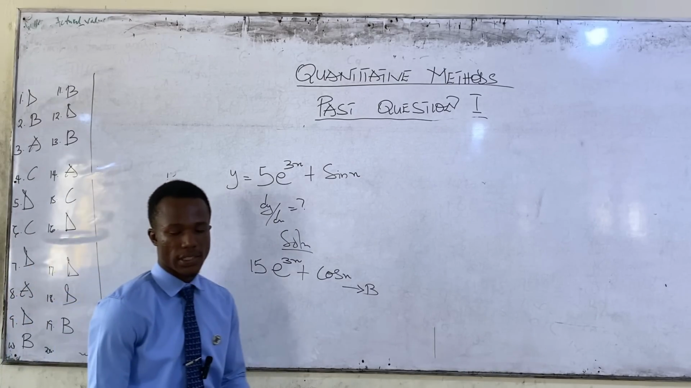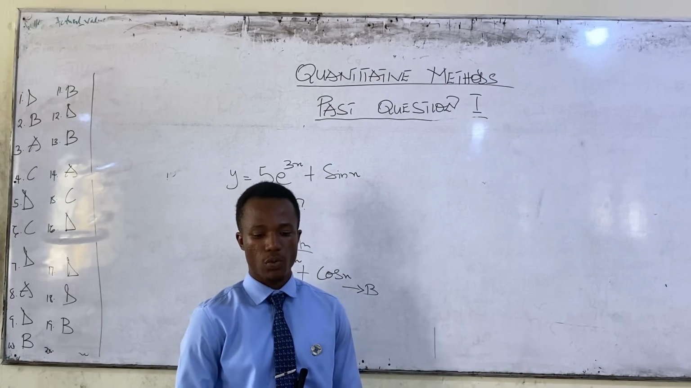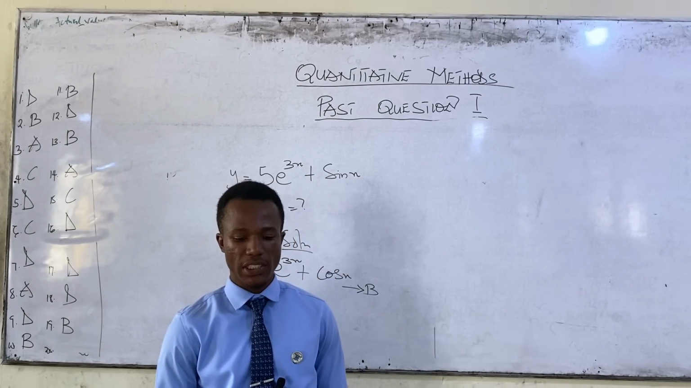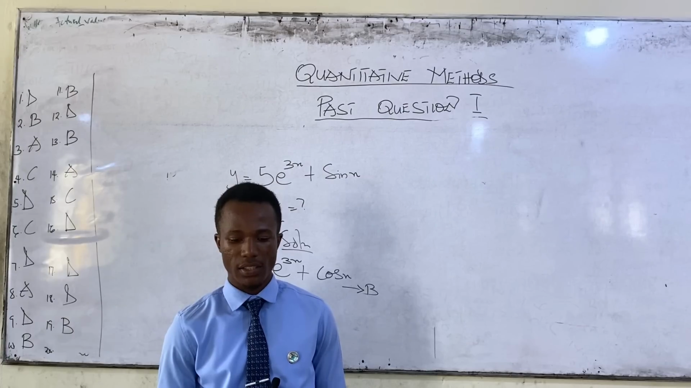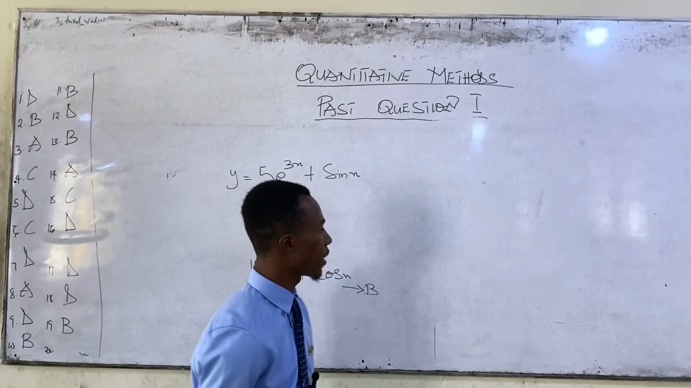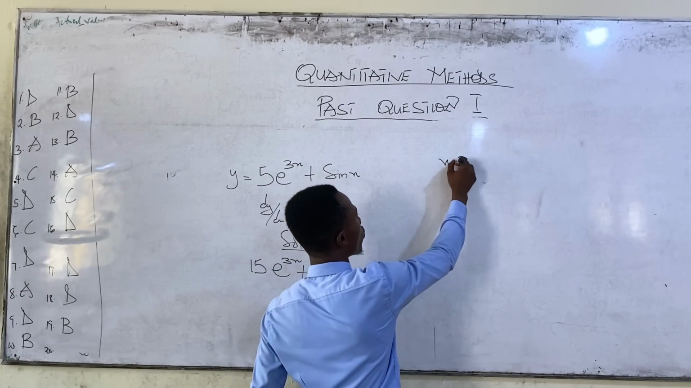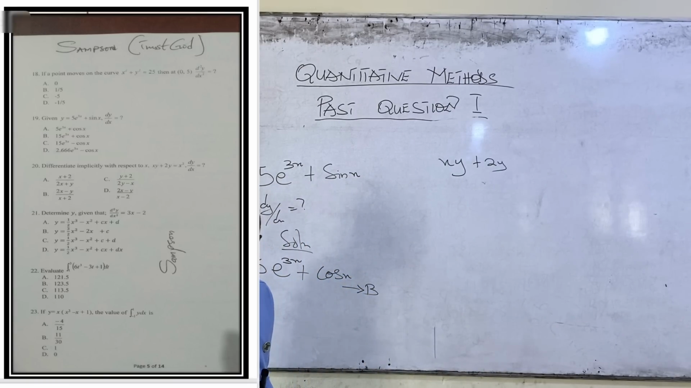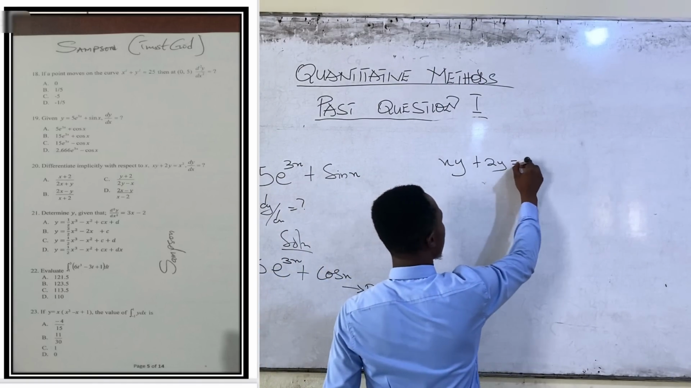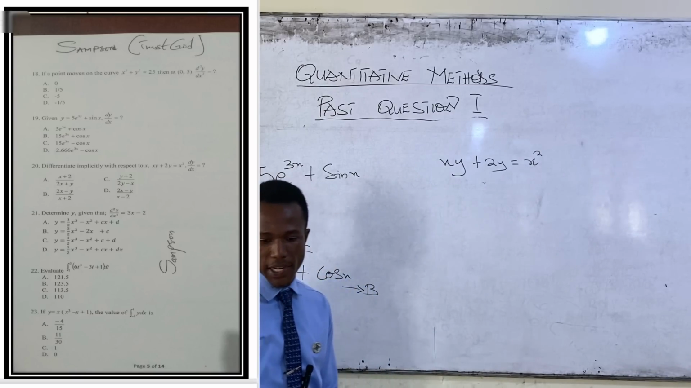And now let's look at our last question in this video. That is question number 20. Differentiate implicitly with respect to x. So you have x plus y, you have xy plus 2y, equal to x squared. So find dy/dx.